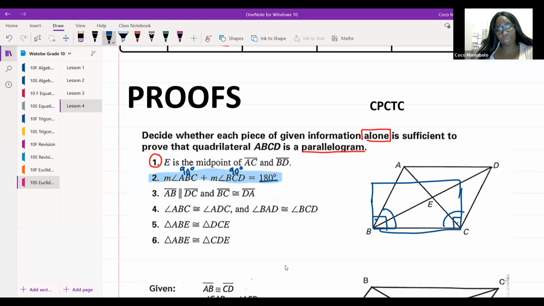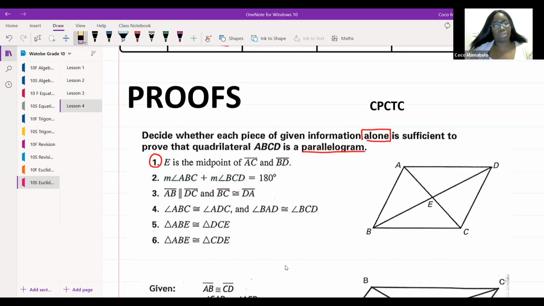So this bit of information is not enough for us to prove that it's a parallelogram. You understand what I mean? Yes, ma'am. We need more information. We can't just use it, because the fact that the 2 angles add up to 180 degrees, I can use that also in another quadrilateral. This is not enough information on its own to prove that this is a parallelogram. So this one is a no.